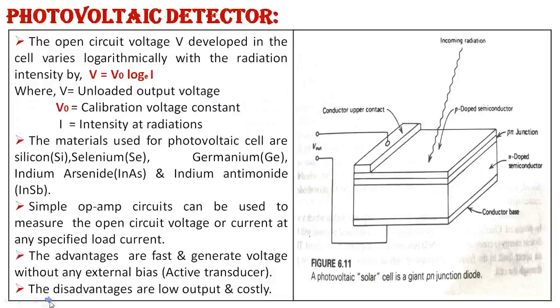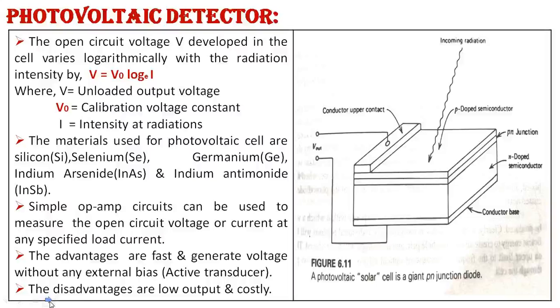The open circuit voltage V developed in the cell varies logarithmically with the radiation intensity by V = V0 log(EI), where V is the unloaded output voltage, V0 is the calibration voltage constant, and I is the intensity of radiation. The materials used for photovoltaic cells are silicon, selenium, germanium, indium arsenide, indium antimonide. Simple op-amp circuits can be used to measure the open circuit voltage or current at a specified load current.